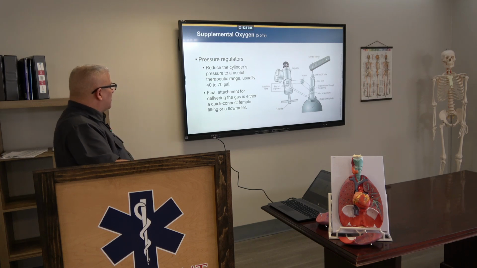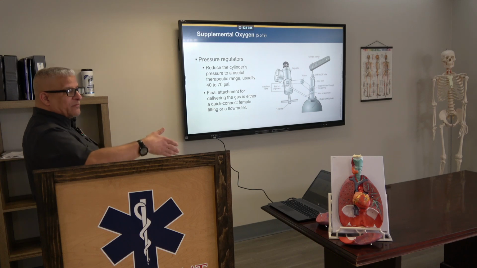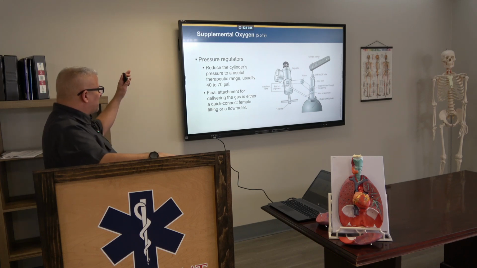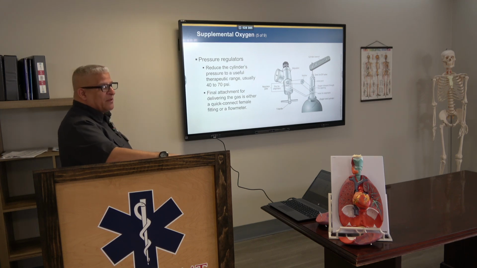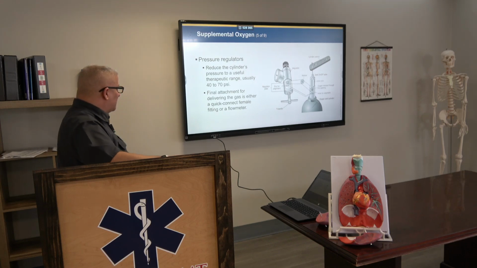So once you put the regulator on, your regulator reduces the cylinder's pressure. Remember I said the tank works at 2,000 psi. It'll take that 2,000 psi and break it down to 40 to 70 psi, so it's more user friendly to the devices we're going to be using.